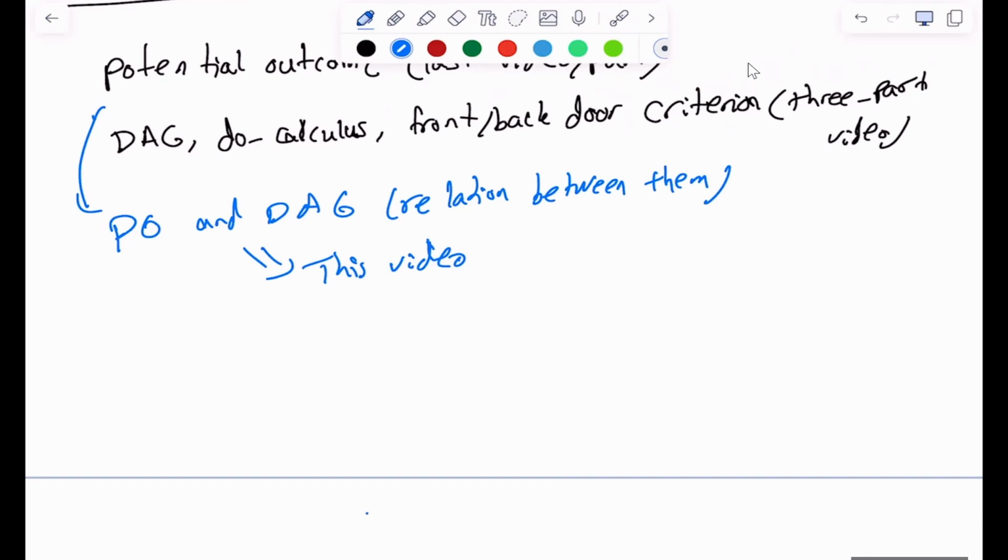In the literature, economists usually know PO, potential outcome, and computer scientists know DAG. During my graduate study, I learned both of them. In the PhD, I started with DAG. My background was in probabilistic graphical modeling, but then eventually I learned potential outcome, and the epidemiologist approach is a combination of both. I may make a video about the G estimation, G formula, if you're interested. But now let's talk about this.